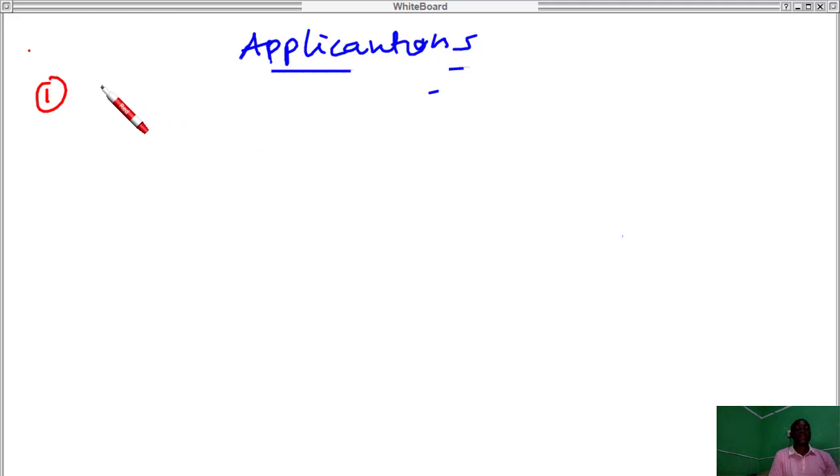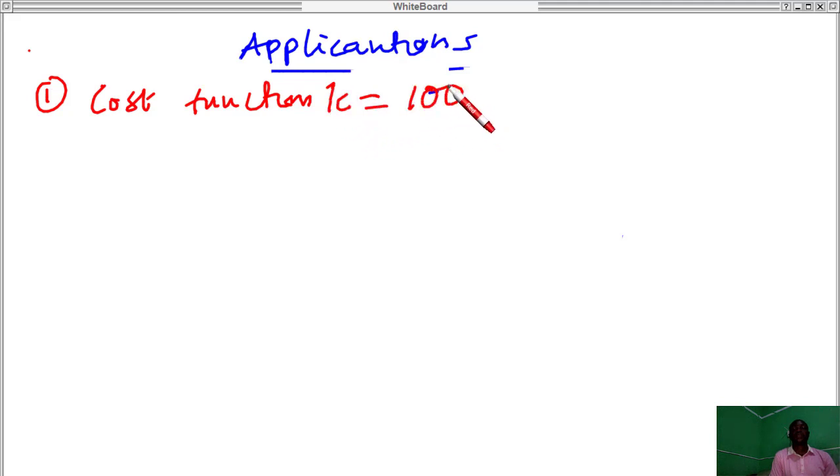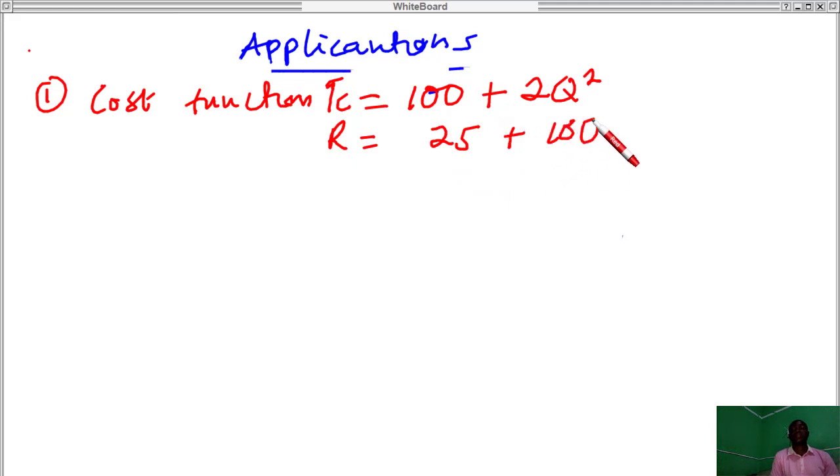So let's say we have a cost function, TC equal to 100 plus 2Q squared. Then we have the revenue function to be 25 plus 10Q squared. Good. So we have these functions.